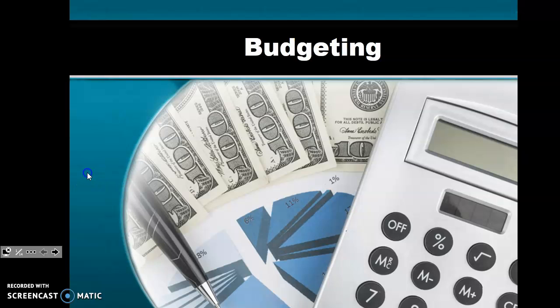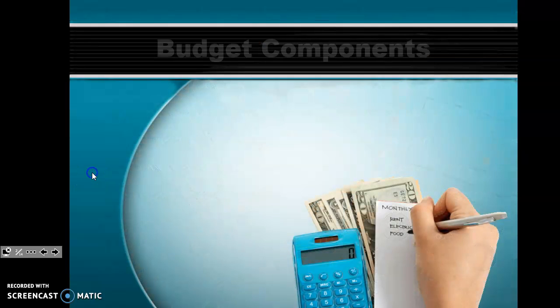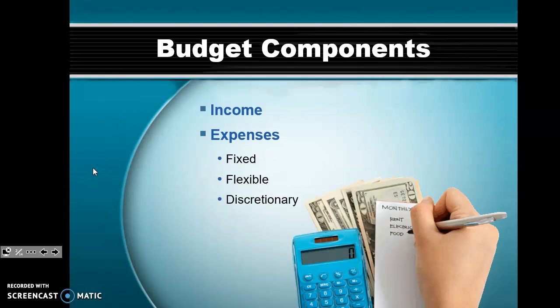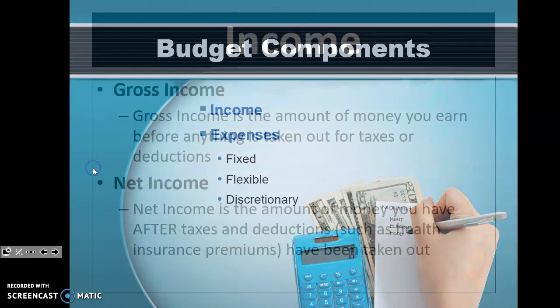So let's start talking about the components of a budget. The components are income, or the money you have coming into your household, and expenses. And there's different types of expenses. There's fixed, there's flexible, and there's discretionary.